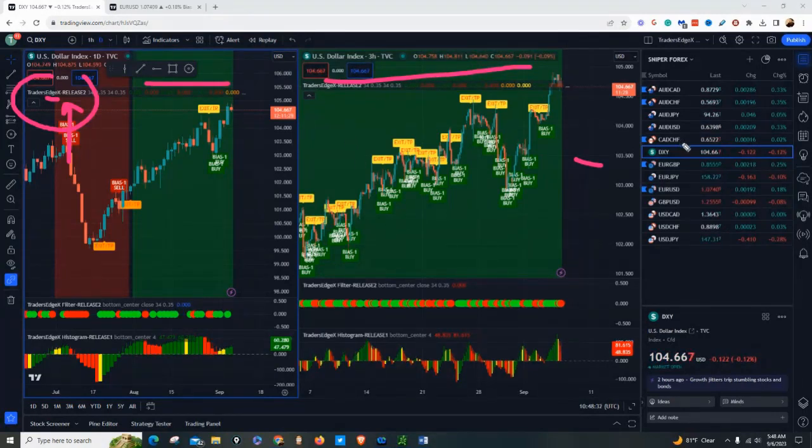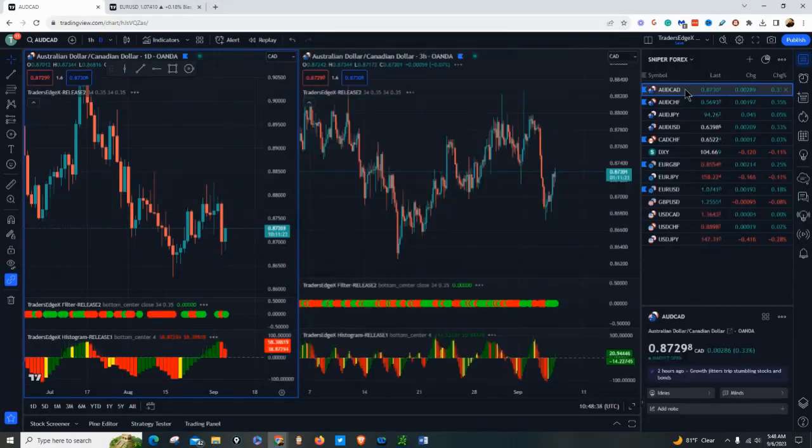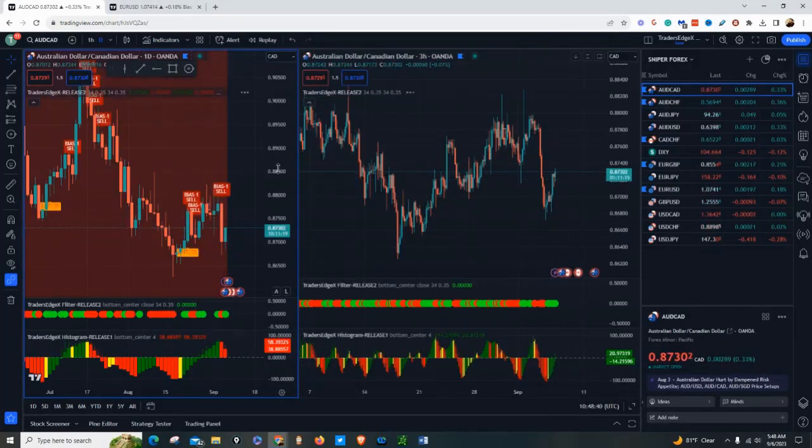Okay, so in this particular case, I'm just going to click right here. And again, we're going to keep working our way through this. So this is the Australian dollar versus the Canadian dollar. Again, pairing the strength and weakness. So what I noticed right off the bat is I've got the daily chart and I've got this 3-hour chart. So here's another thing.